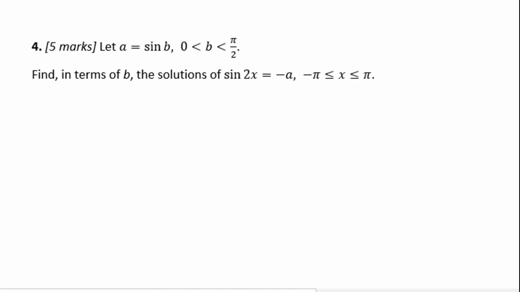Let's go to number 4. Let A equals sine B. B is a reference angle, which means B is greater than 0, less than pi over 2. Find, in terms of B, the solution of sine 2x equals negative A, with x greater than or equal to negative pi, less than or equal to pi.